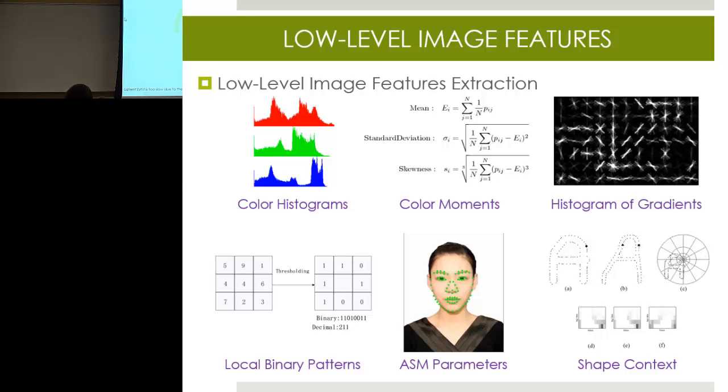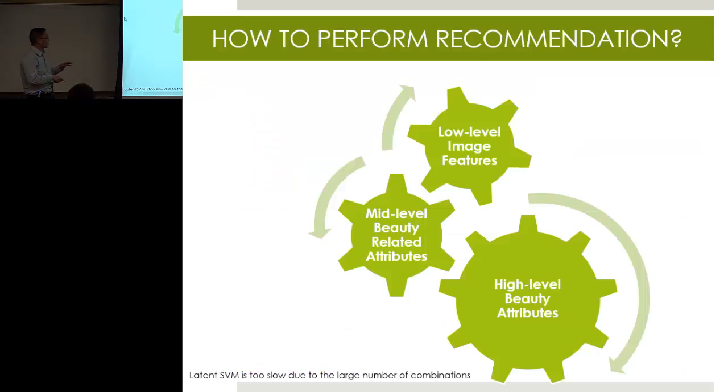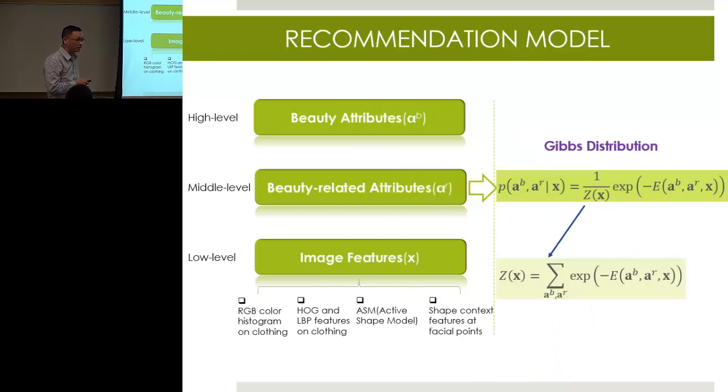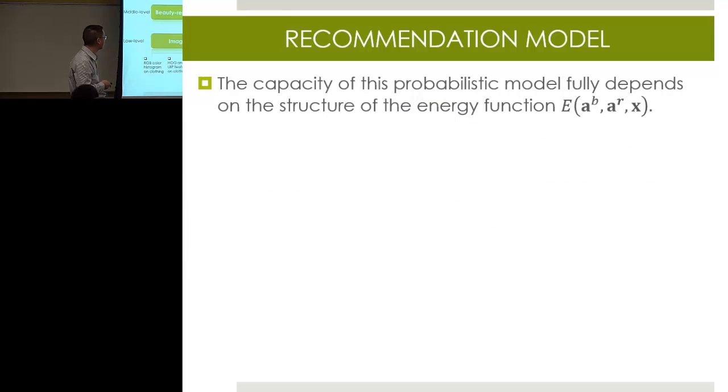This one. Okay. So similarly to the first problem, we also have the low-level features, the mid-level attributes, and the high-level semantics we want to model. But as I just mentioned, SVM is not suitable for this. So instead, we propose to use probability modeling to model the conditional probability: given a face, what is the probability of the given beauty attributes and beauty-related attributes.